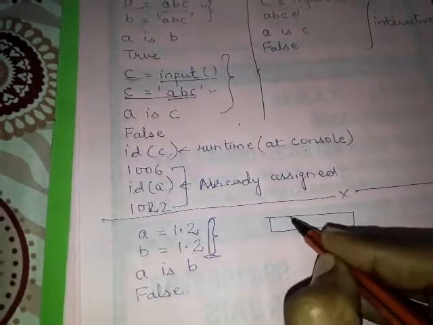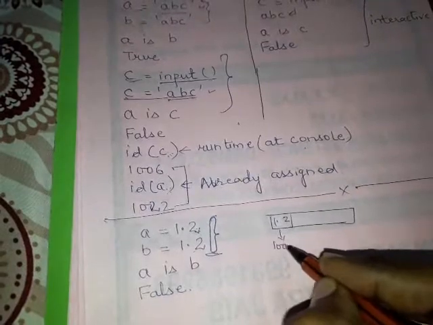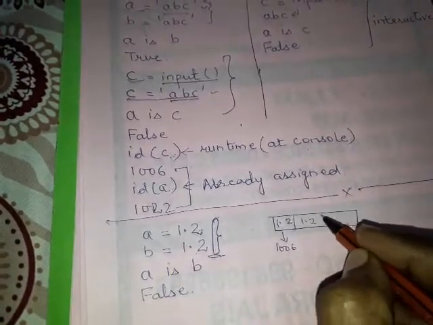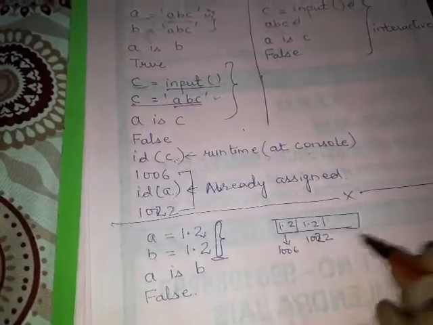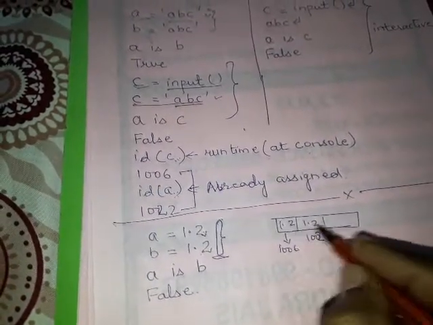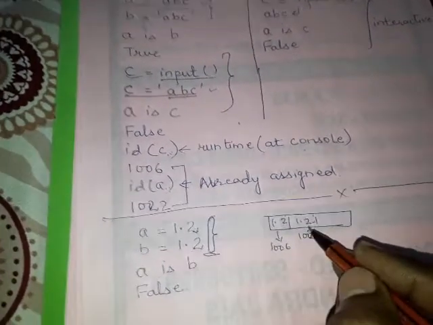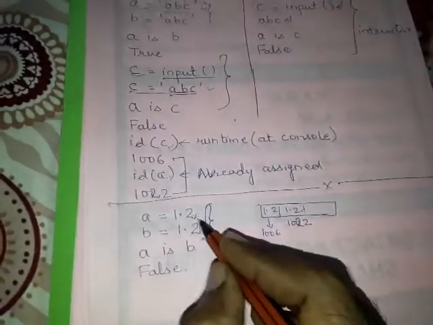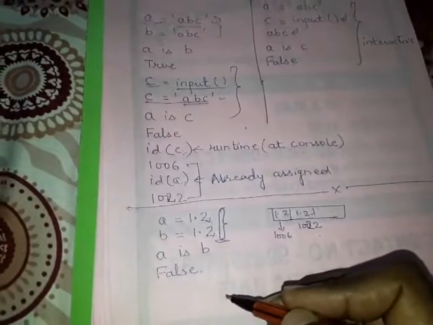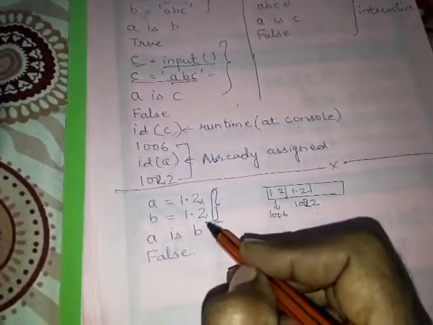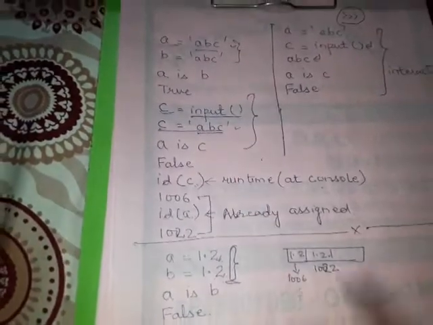It means 1.2 here has address 1006 and 1.2 here has address 1001022, okay. Both are the same values, but they are of float type, so it will assign different memory addresses. That's why A is pointing to this and B is pointing to another memory location. That's why A is B is false. So this is the concept of float types, okay. You have a special case in string type also, which we have already discussed.